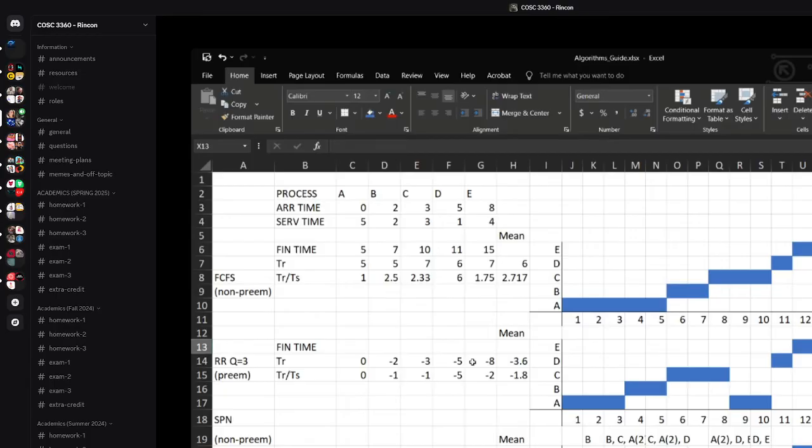And you might be familiar with this term round robin from, I don't know if you guys have taken data structures at this university, but it's a similar idea, if you will.